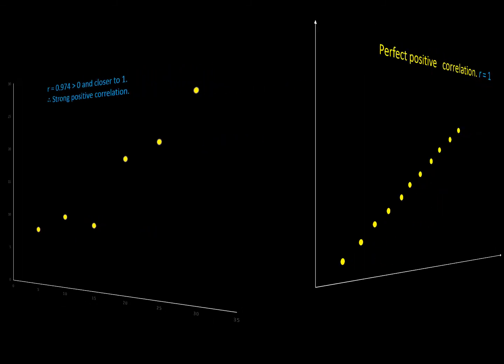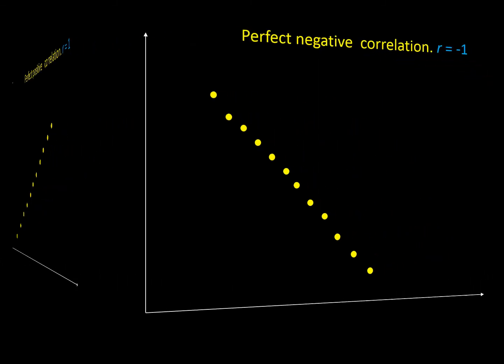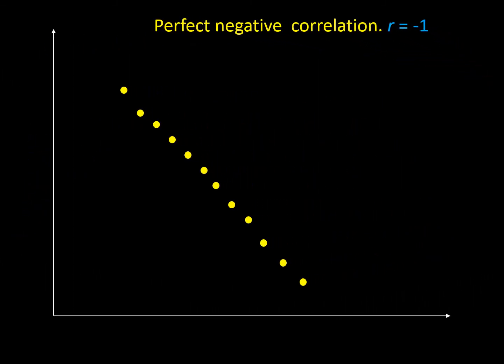And also this one, look at this. The correlation coefficient R is equal to 1. So we call it perfect positive correlation. Now look at this diagram. Perfect negative correlation. The value of R is -1 here.